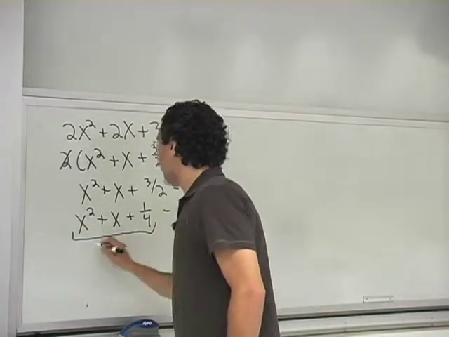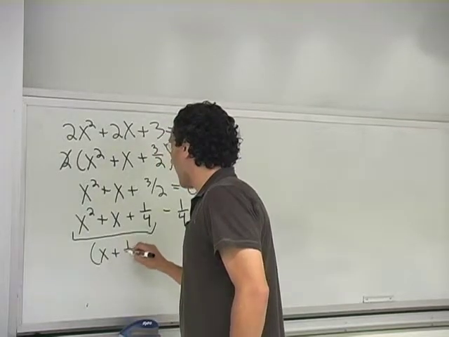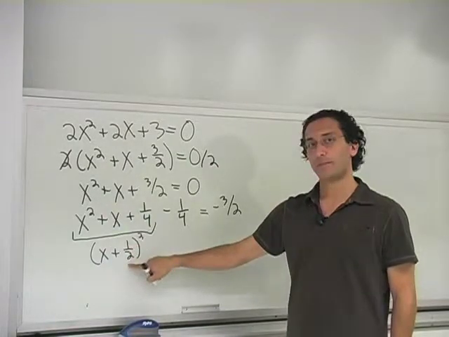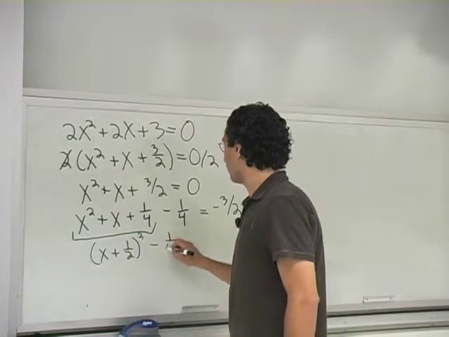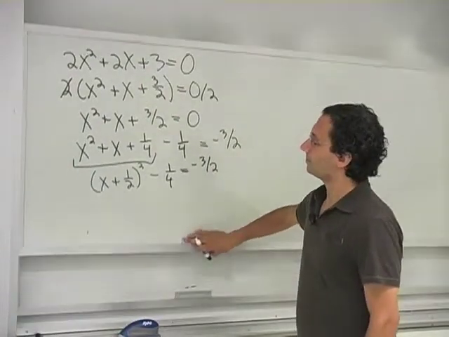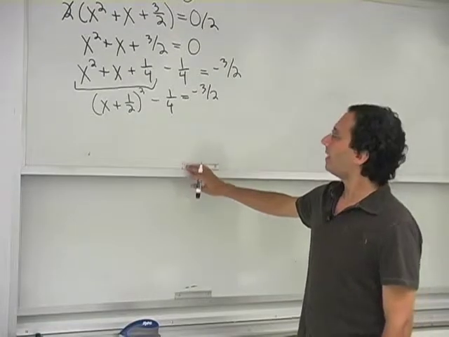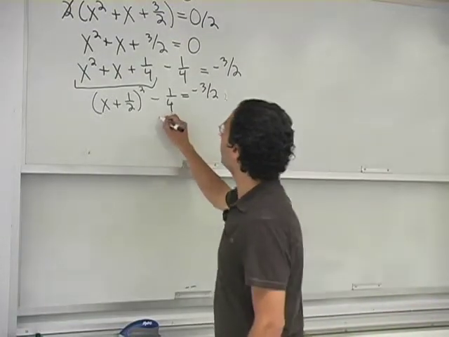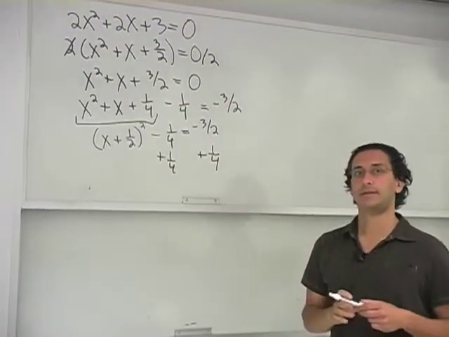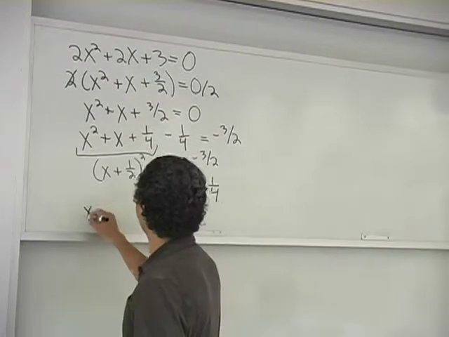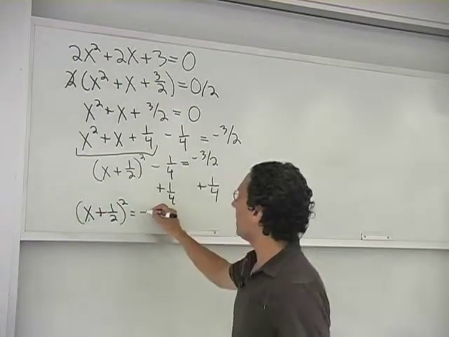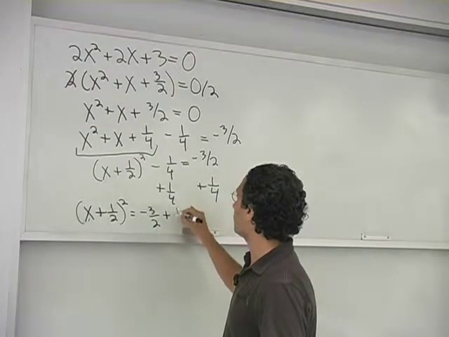This guy is then x plus 1/2 squared. Again, it's just the b over 2 term. Minus a quarter equals minus 3 halves. And I'm starting to get nervous about something. What am I getting nervous about? Well, if I add a quarter to both sides, I see that I have x plus a half squared equals minus 3 halves plus a quarter.